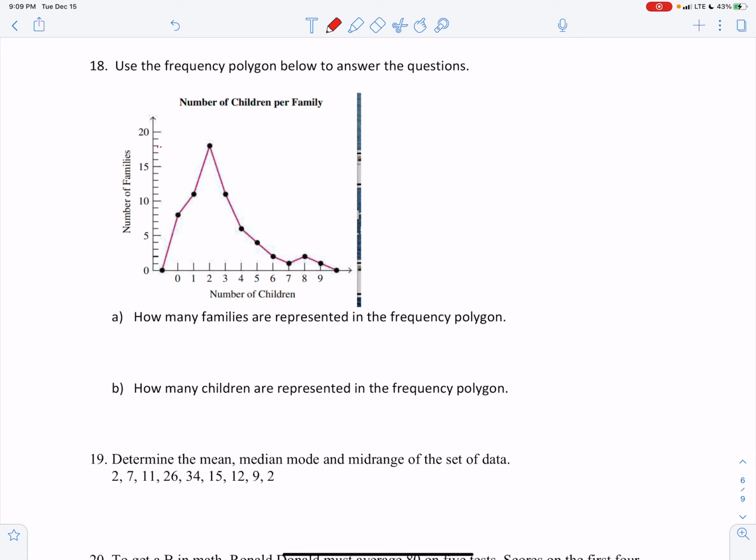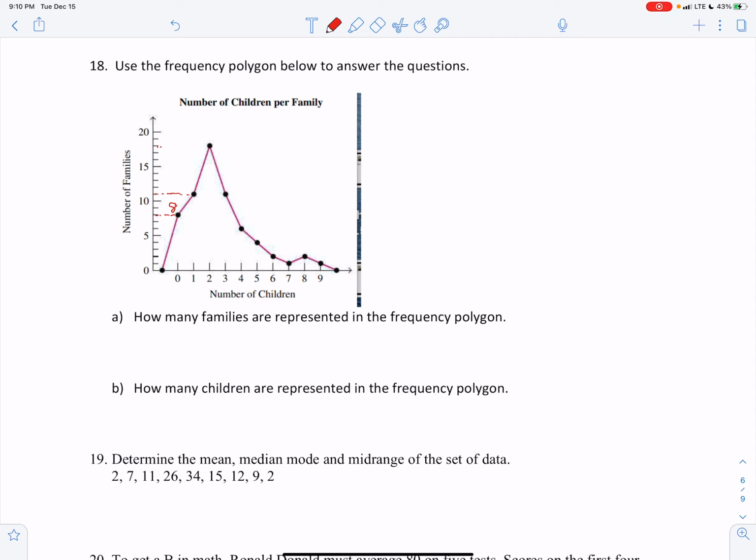Well, the frequency polygon represents the number of children per family. The vertical scale tells us how many families. The horizontal scale tells us how many children. So, zero children were found in 8 families.